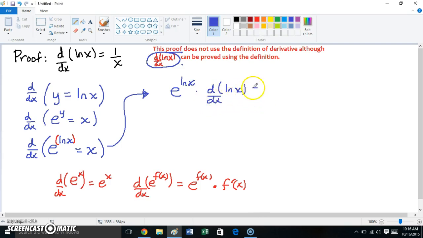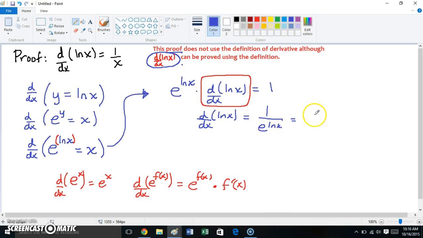That is in fact what I am trying to find. I do not know that answer yet, but we are going to isolate the derivative of the natural log of x by dividing by e to the natural log of x. And simplifying that, 1 over e to the natural log of x is the same as 1 over x. And so there you go. The derivative of the natural log of x is 1 over x.